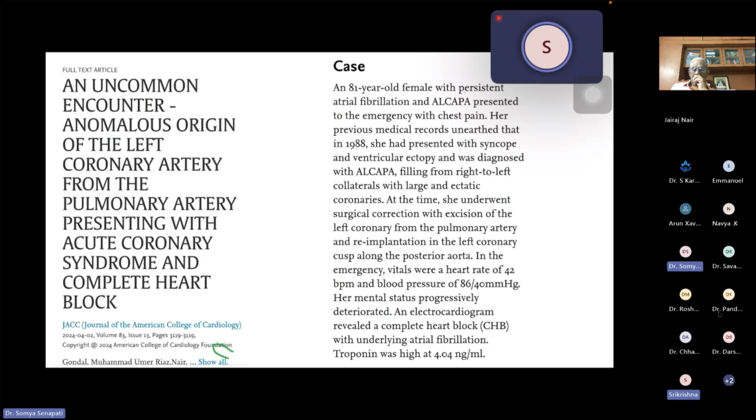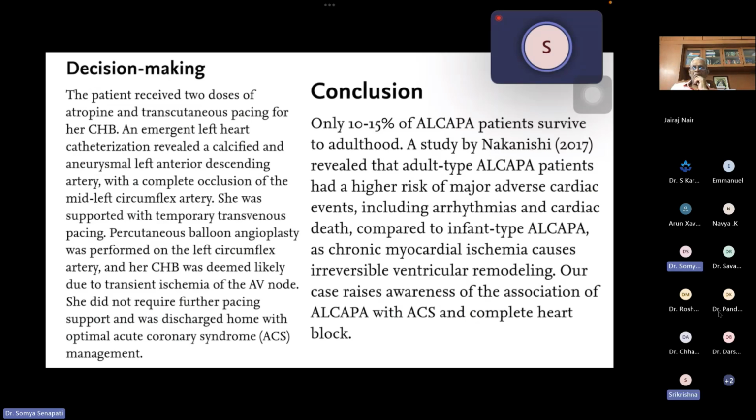Troponin was high in that case. The patient received 2 doses of atropine and transcutaneous pacing for the heart block. Emergency left heart cath was done, which revealed a calcified aneurysmal left anterior descending artery with a complete occlusion of the mid-left circumflex artery. She was supported with temporary transvenous pacing. Then PCI was done on the LCX, and her complete heart block was deemed likely due to transient ischemia of the AV node. She did not require further pacing support and was discharged home with optimal ACS management.